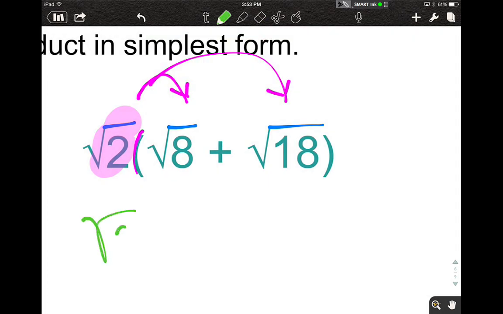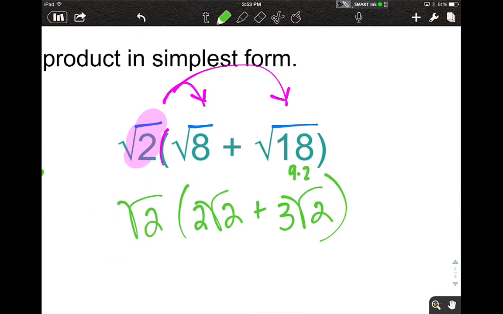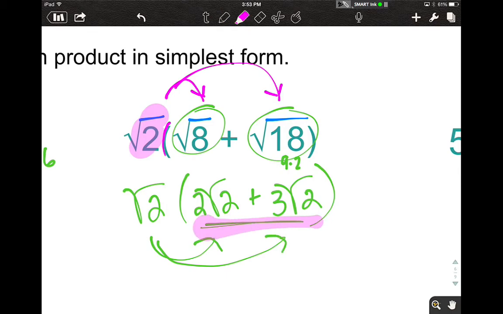Okay, the square root of 2 times square root of 8 turns into 2 times the square root of 2 if I take out the 4, and this one would be 9 times 2. So that would be 3 times the square root of 2. Oh, that's cool. So there's always different ways to do that. When you simplify these, they turn into like terms. You could do that first. You don't have to distribute if you can actually put this stuff together.